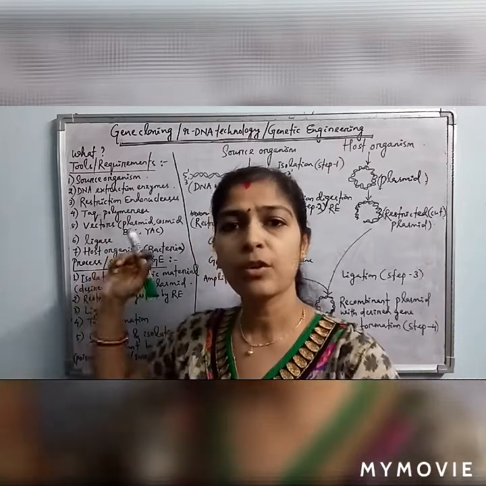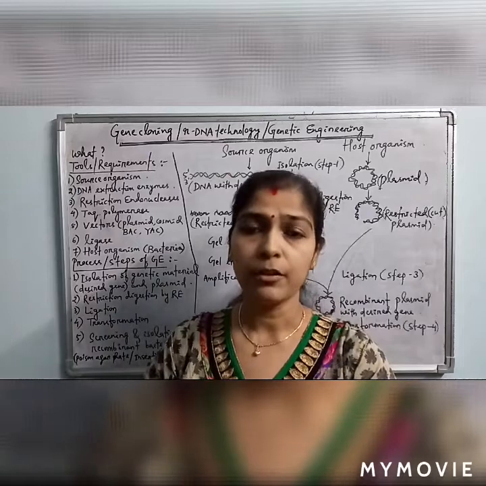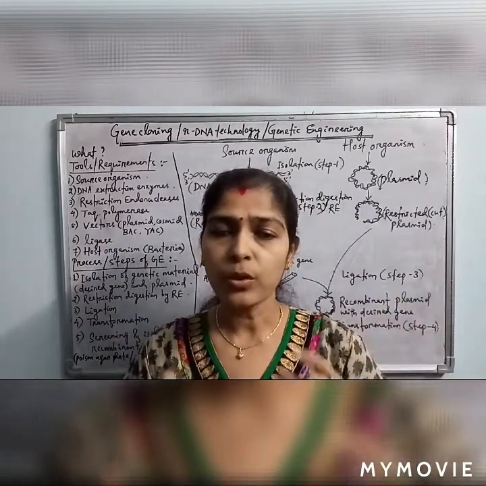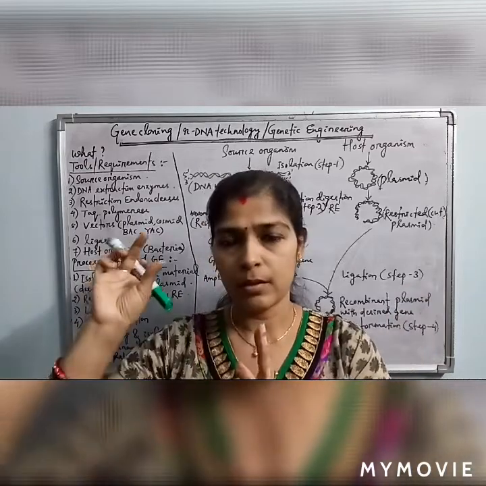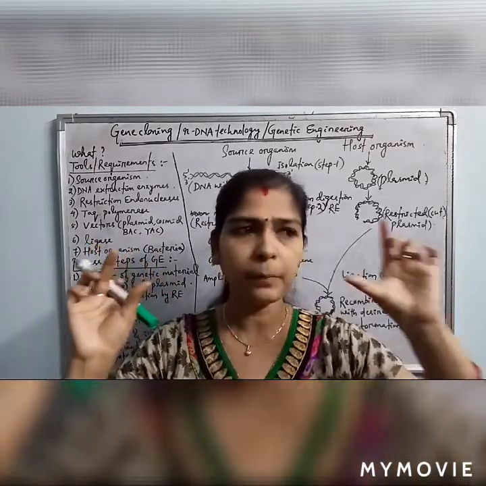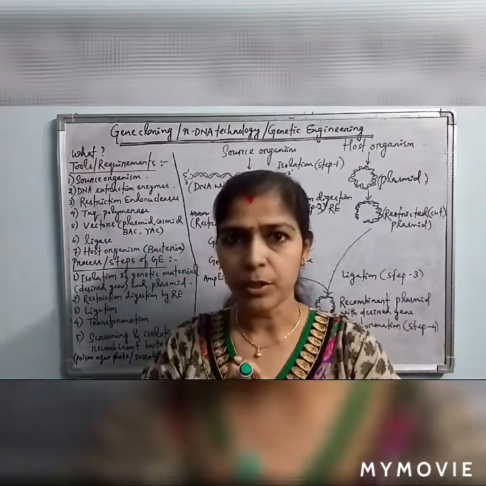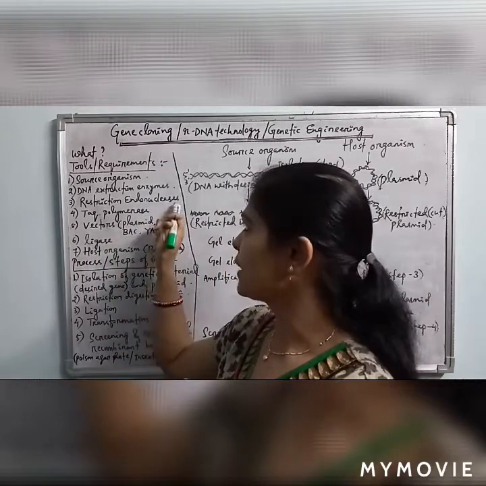And restriction endonuclease is also needed to cleave the plasmid, meaning any of the vectors which is utilized, so that we can ligate the desired gene along with the restricted plasmid or cut plasmid to get the recombinant plasmid. So this is all about the restriction endonucleases.